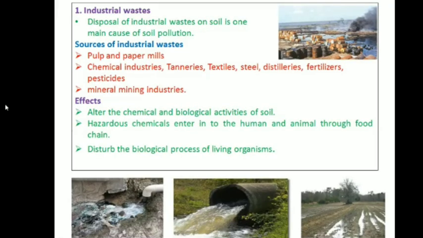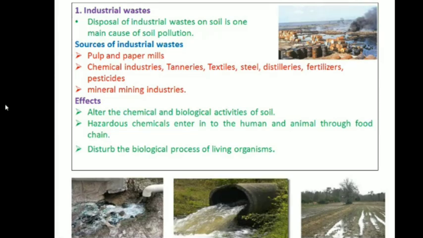So now let us discuss some important causes for this soil pollution in detail. Industrial waste is one main reason for this soil pollution. Disposal of toxic industrial waste into the soil will lead to soil pollution. Here in this slide, you can see that some industries directly dump the toxic wastewater into nearby water bodies. So this will lead to soil pollution.